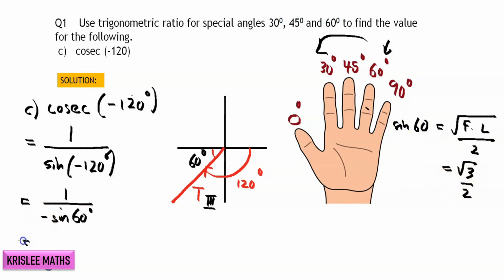So substitute here, you will get negative 1 over square root of 3 over 2. So the over 2 can move up, therefore the final answer is negative 2 over square root of 3. Now the palm method is only a trick of getting the trigonometric ratio for special angles. You can also use the right angle triangle to get the value of the special angles.